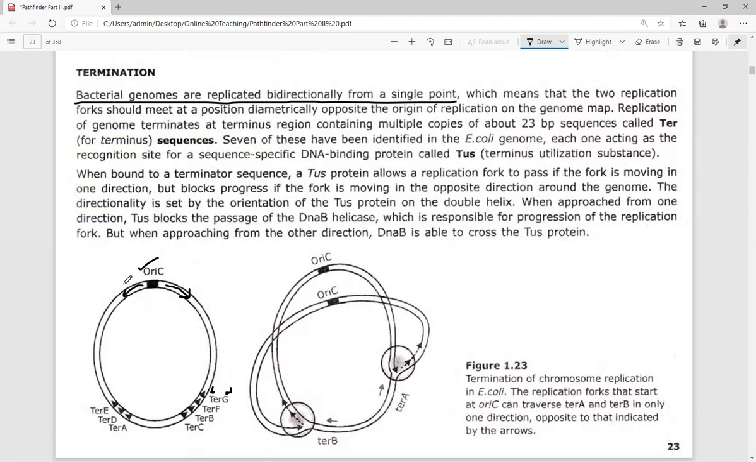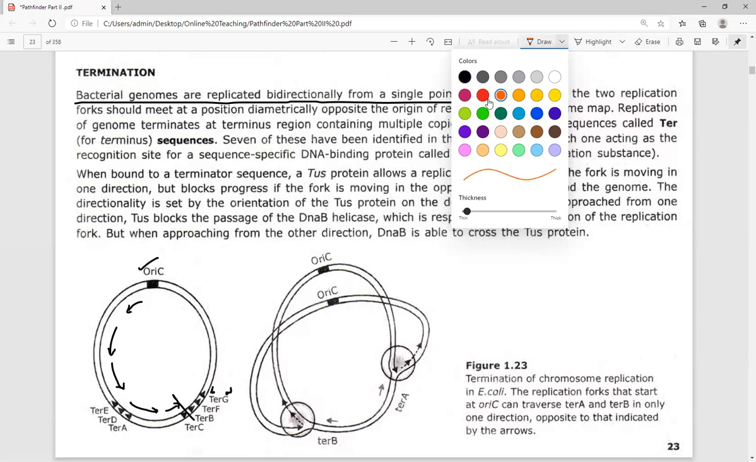For example, if this replication fork is going to move in this direction, these sequences will allow the replication fork to move in this direction, but it will be halted at this particular location. And if the opposite is going to take place, if the replication fork is going to move from the opposite direction, I'm just taking another color for the sake of simplicity.